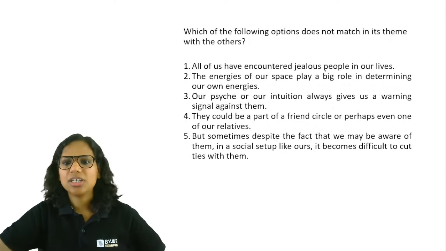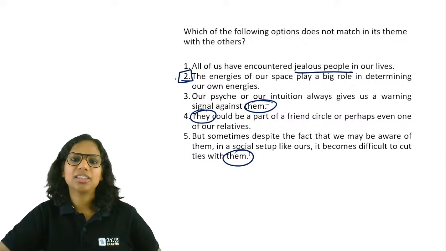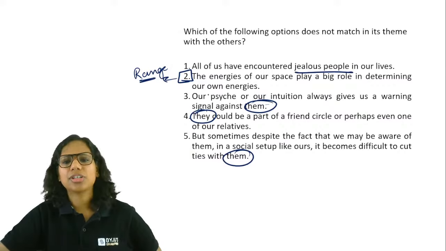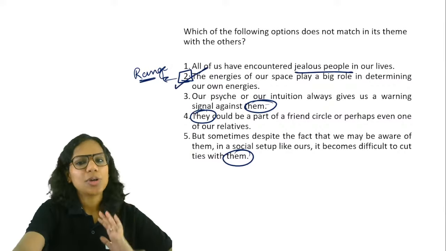Easy question. Yes, we talk about jealous people, and see, all the other sentences are talking about jealous people only, right? Sentence two is a very general sentence in this context. So again, it does not fit the range of discussion, does not in fact fit the theme also. So that's why two is the answer here. Easy question, this one was.